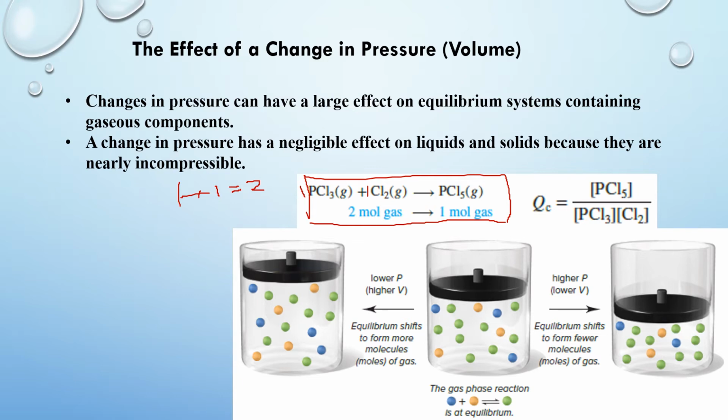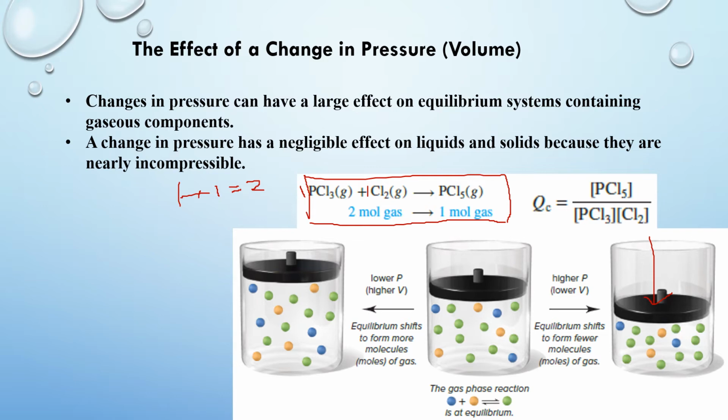First, say we want to increase the pressure. So we press this piston. What the system is doing is compressing these gas molecules.